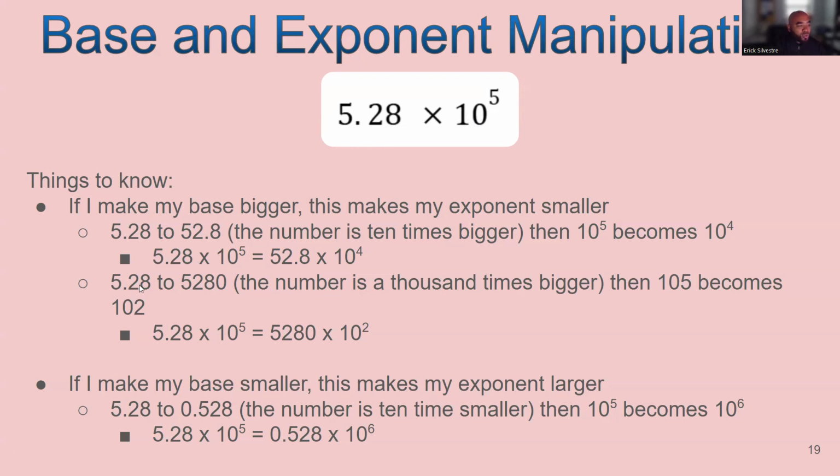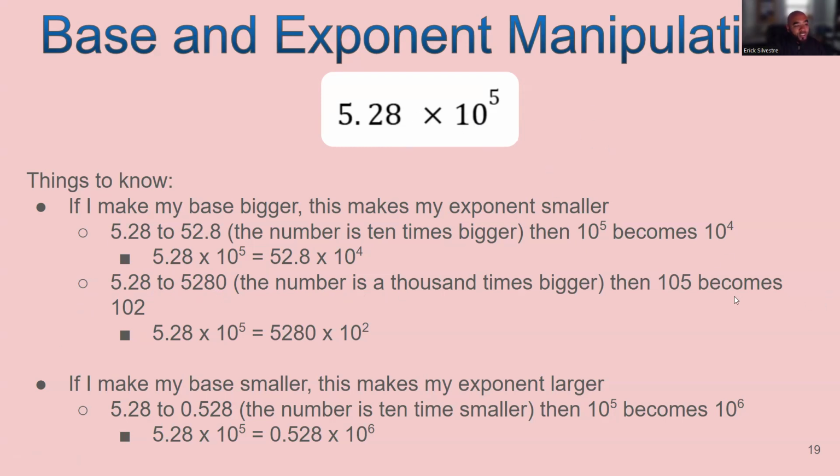All right. So if I move my base from 5.28 to 5,280, look at what just happened. I moved the decimal 1, 2, 3 spots to the right. That means that I made my base 1,000 times bigger. So if I make my base bigger, I have to make my exponent smaller.